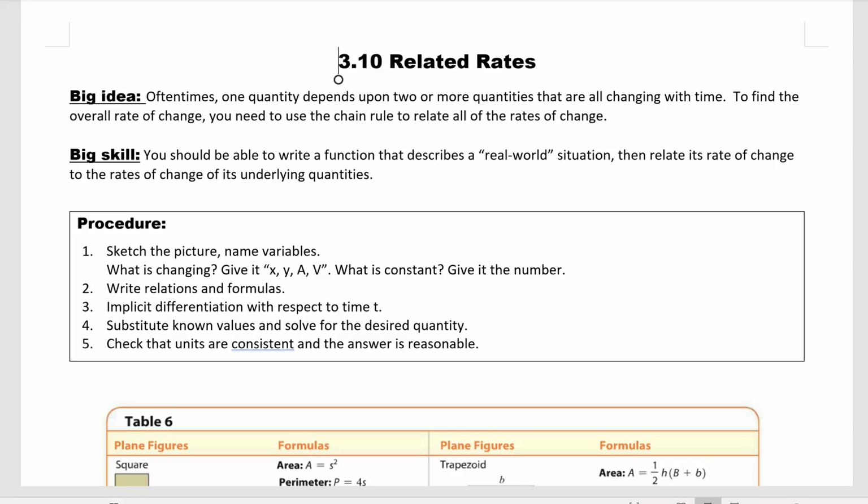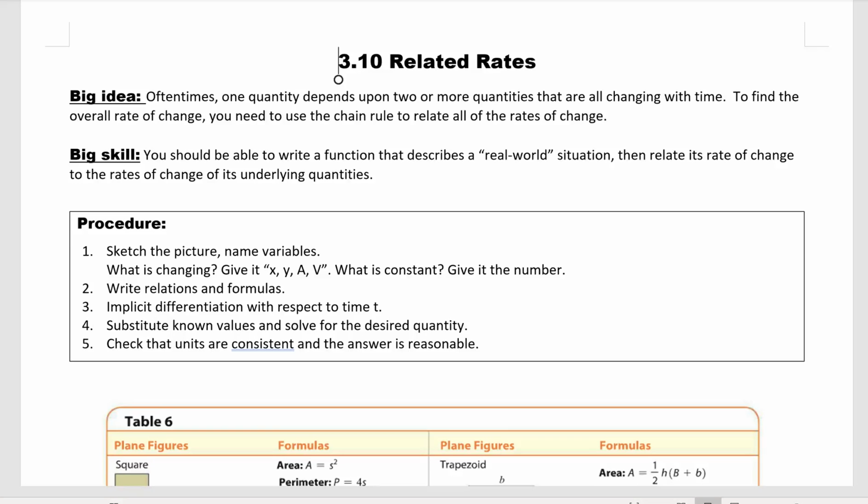Step 5, check that the units are consistent and the answer is reasonable. For example, you don't expect the volume or length to be a negative number, right? It wouldn't make sense if the area is negative. So check your answer. Okay?